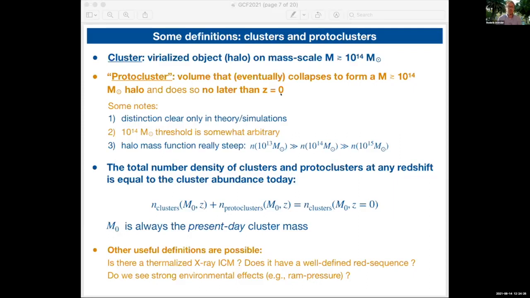But I'm well aware that there are other useful definitions possible and also being used by you. And for example, sensible questions to ask are, is there a thermalized X-ray ICM or not? Does the object have a well-defined red sequence? Or do we see the beginnings of strong environmental effects like ram pressure?